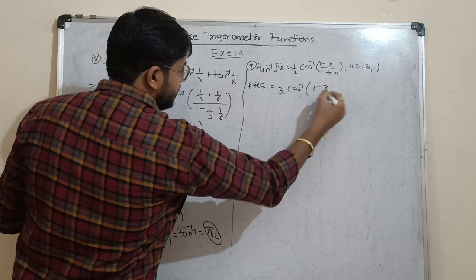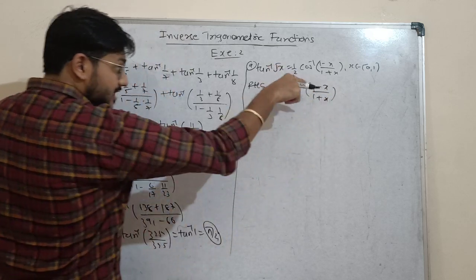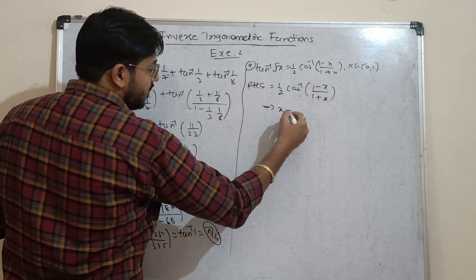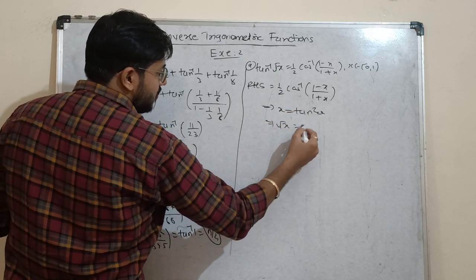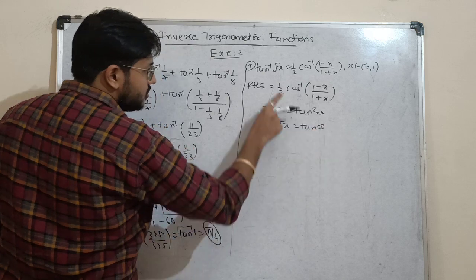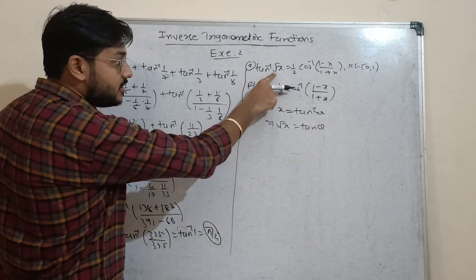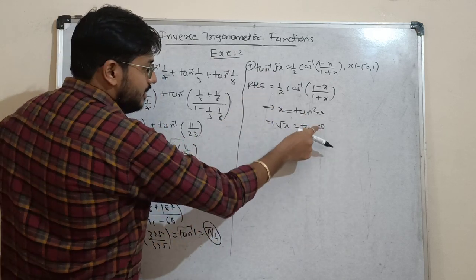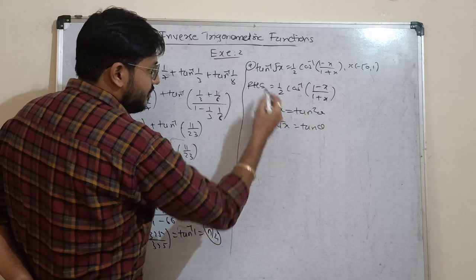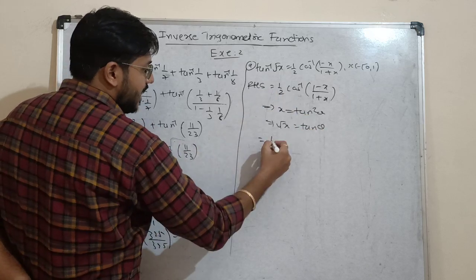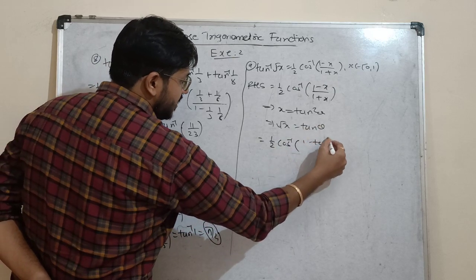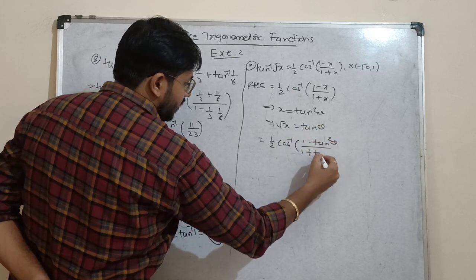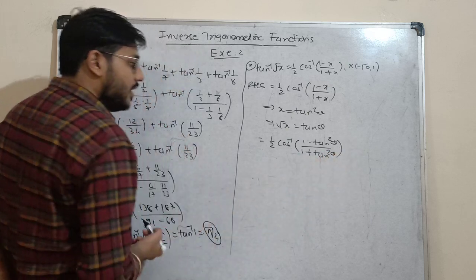Half cos inverse 1 minus x by 1 plus x, and in this I will take x equals tan square theta, because what I want to prove is theta equals tan inverse root x. I want to prove this. That's why I am taking this term as a substitute. Okay. So now if I put in the values in our RHS, half cos inverse of 1 minus tan square theta upon 1 plus tan square theta.